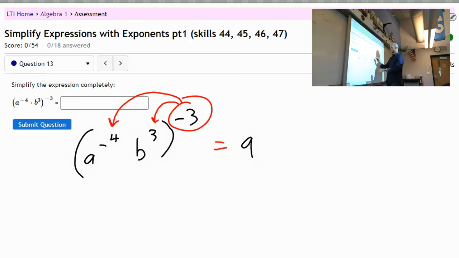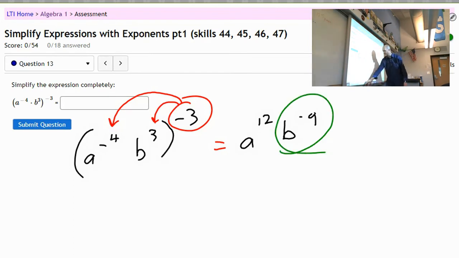So -4 times -3. Let me pay attention to what I'm writing. That's an A. -4 times -3 is +12. And on the B, +3 times -3 is -9. Okay, we're not going to leave our answer with a negative exponent, so we will need to continue simplifying the B. So a to the power of 12, I'm going to leave that alone. Negative exponent means I'm going to think of it as a fraction. Anything with a negative exponent moves locations in the fraction. So if it is part of the numerator with a negative exponent, I'm going to move it to the denominator, and then it'll be the same thing except positive exponent. So b to the positive 9 is going to move down there and be part of the denominator.